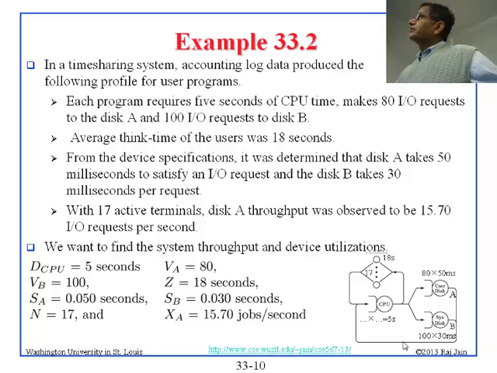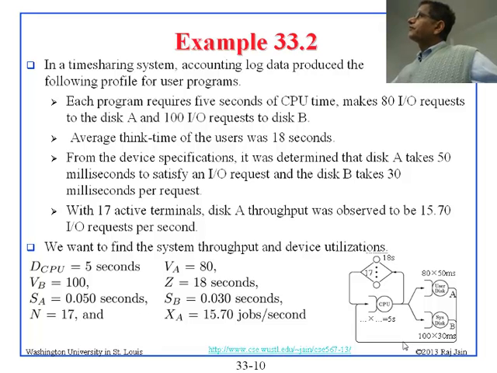Now let's write down the numbers at the proper places. So 5 seconds of CPU time, this is the 5 seconds right here, the CPU. 80 I/O requests, so there are 80 requests here to disk A. And 100 requests to disk B, so there are 100 requests to disk B.